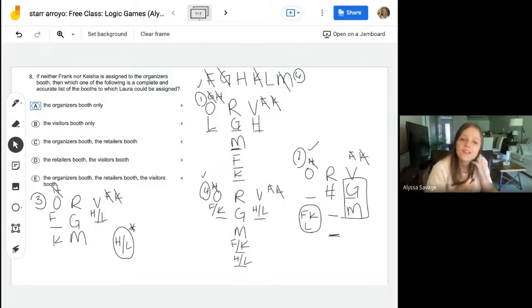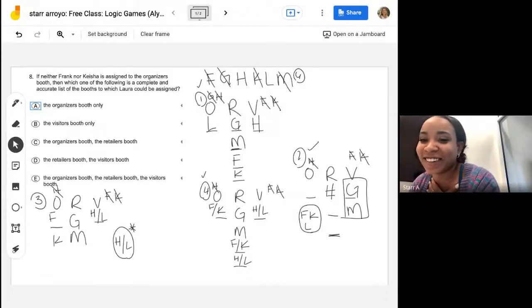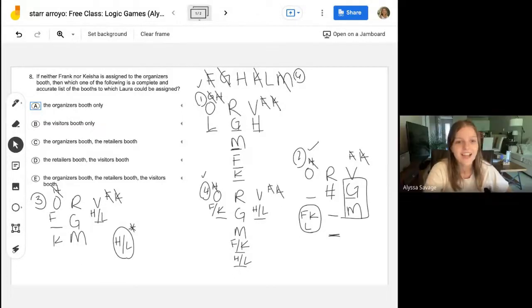So, okay. This is one of our first questions. It says that if neither Frank nor Keisha is assigned to the organizer's booth, then which one of the following is a complete and accurate list of the booths to which Laura could be assigned? So I'm going to give it a couple of minutes to look at it and we'll go over it.